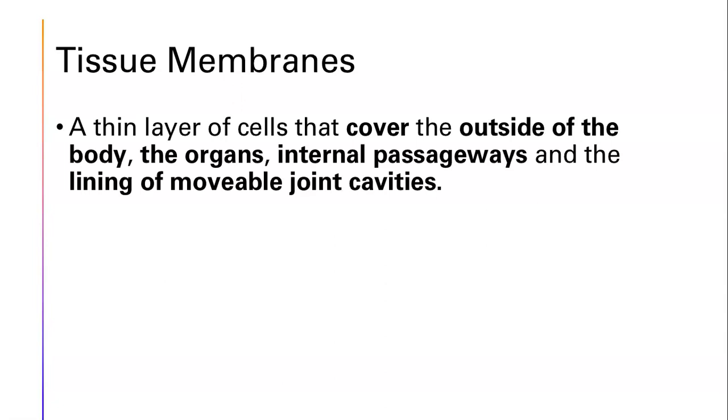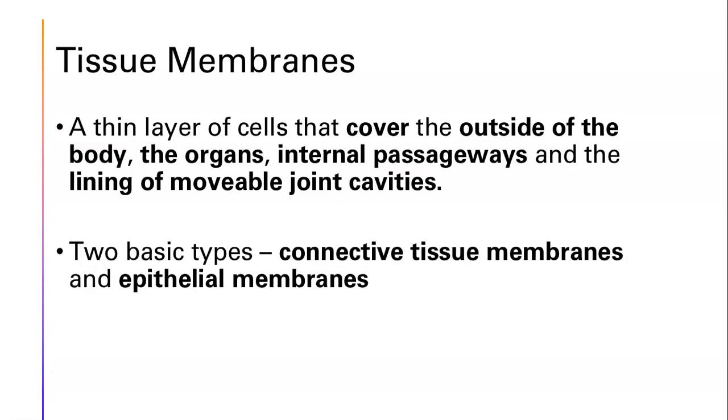So let's talk about these tissue membranes. A tissue membrane is a thin layer of cells that covers the outside of the body, the outside of the organs, internal passageways, and the lining of movable joint cavities. There are two basic types: connective tissue membranes and epithelial membranes.